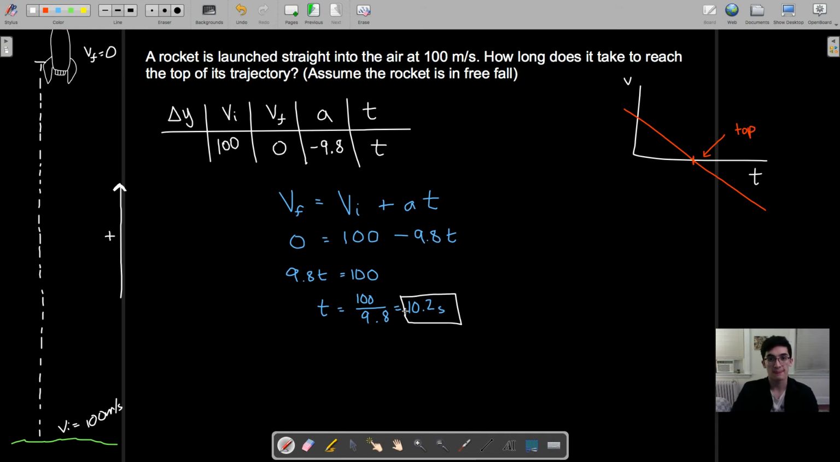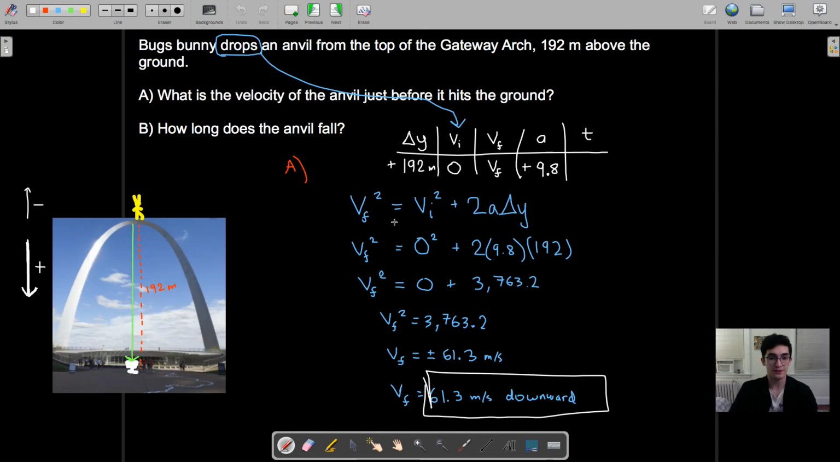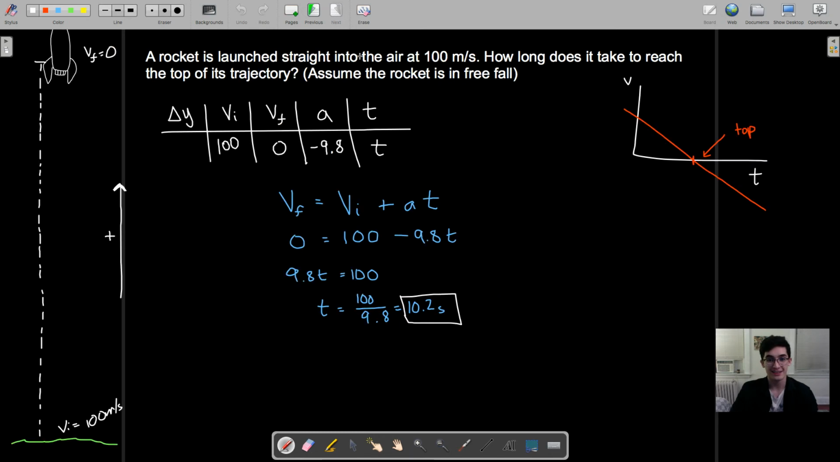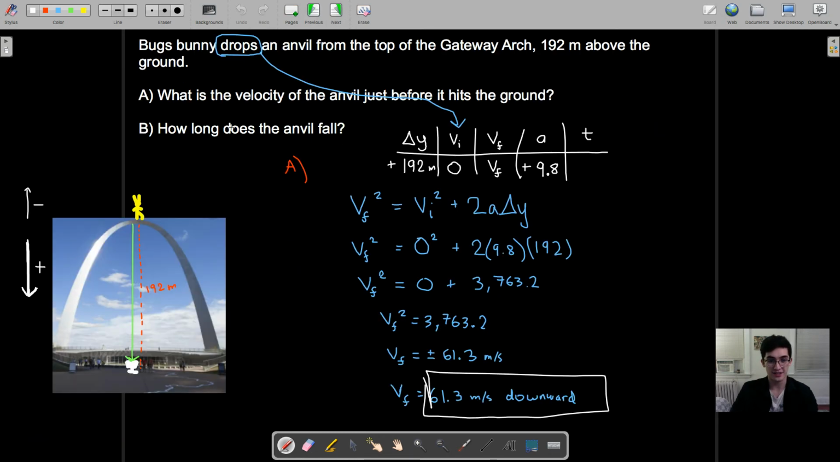Oh, wow. You know what? I just realized we didn't even do part B for this problem. How long does the anvil fall? But really, it's not much of a challenge, is it? Now that we know v final, we actually could use multiple equations to solve. We could use multiple equations to solve for time now that we know the other 4 variables.